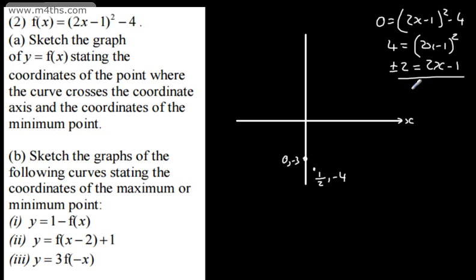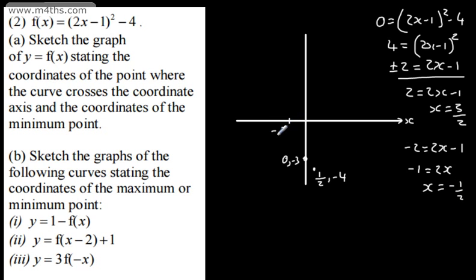So if we just consider this, let's do now the positive. 2 is equal to 2x minus 1, and we can see that x is going to be 3 over 2. If we solve for the negative 2, we've got negative 2 is equal to 2x minus 1. So we've got negative 1 is equal to 2x, and we can see now that x is going to be equal to negative 1/2. So that's going to be negative 1/2 comma 0, and then we're going to have this point just here, which is going to be positive 3 over 2 comma 0.